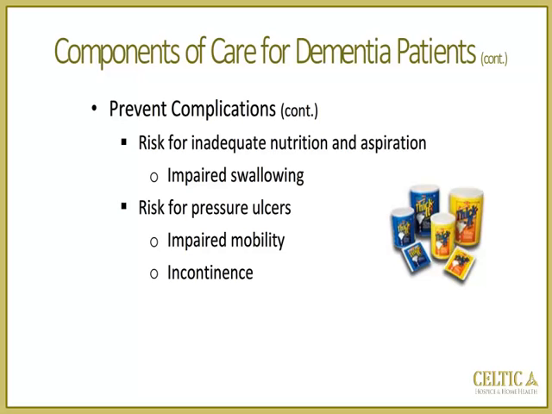Some ways to reduce the risk for aspiration are to allow the resident to rest before eating, and sit the resident up at a 60 to 90 degree angle before, during, and for 1 hour after eating. Keep the resident's head in line with his or her neck slightly bent when swallowing, and reduce distractions when eating. Another potential complication is pressure ulcers due to impaired mobility and incontinence.